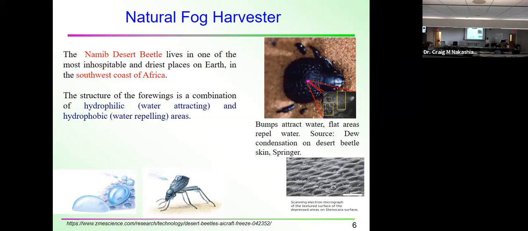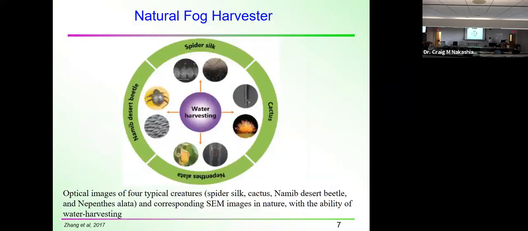There are some other plants and animals like this. You know the spider silk, right? Cactus, nanotechnology, those are plants and animals that can collect water directly from the atmosphere. They can harvest water. They have this capability based on their structure.